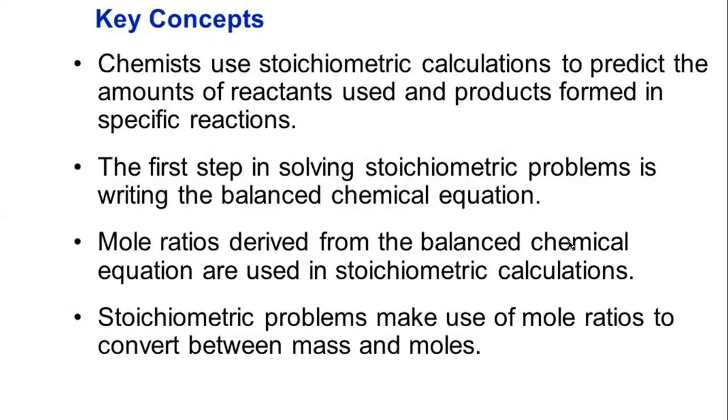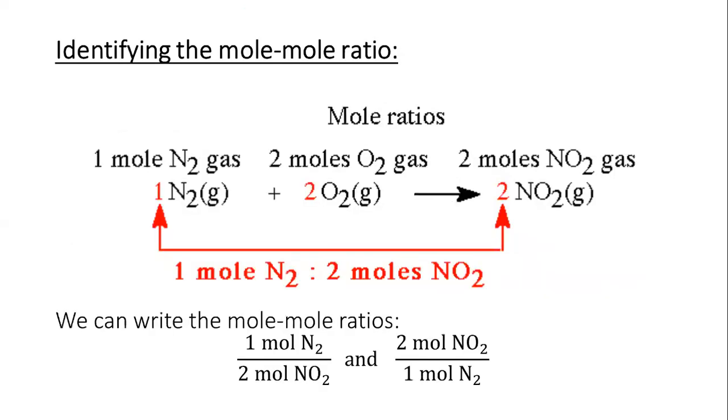So we're going to talk about stoichiometry. Chemists use stoichiometric calculations to predict the amount of reactants used and products formed in specific reactions. The first step in solving stoichiometric problems is writing the balanced chemical equation, which we learned how to do. Now we're going to use mole ratios derived from the balanced chemical equation to set up our stoichiometric calculations. Stoichiometric problems make use of mole ratios to convert between mass and moles.